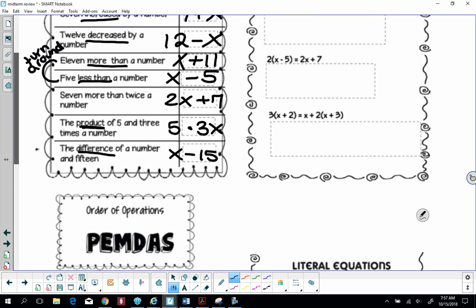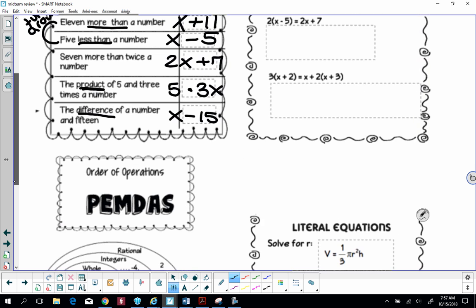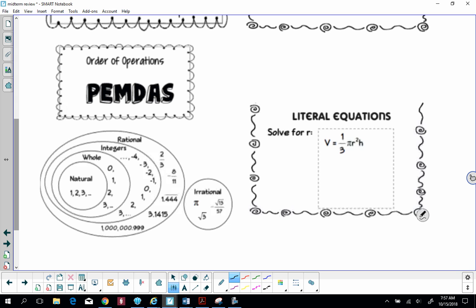So, I think there's only 2 left. I'm going to do literal real quick down here. So this is what we did last class. This was with the circle. So natural, whole numbers, integers, just so you know what rational and irrational look like.